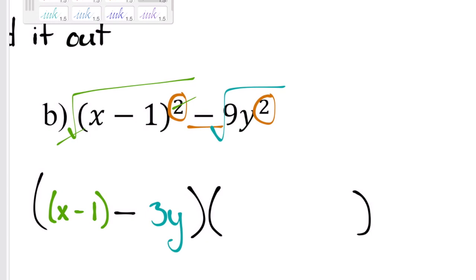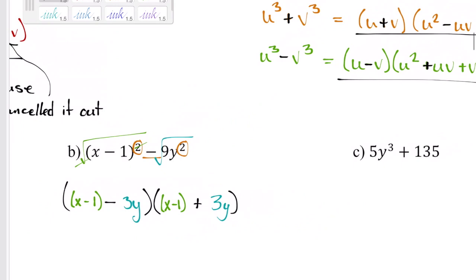And so I have my x minus 1 again, and the 3y. And this one will have a plus sign in between, opposite signs. Again, doesn't have to be gorgeous, just has to be done.